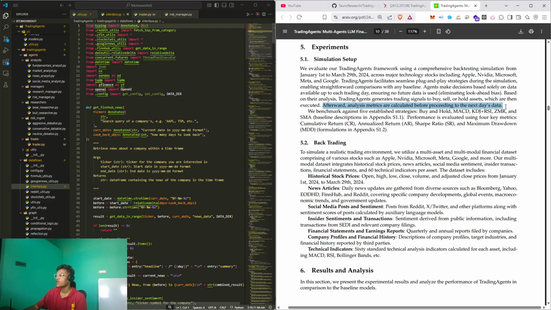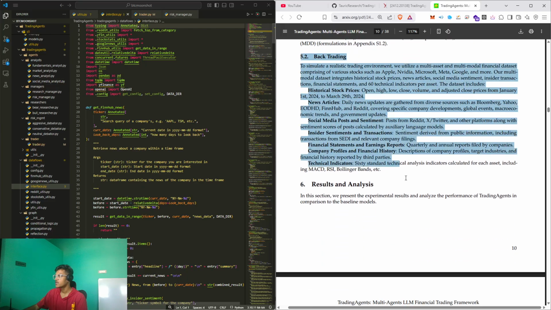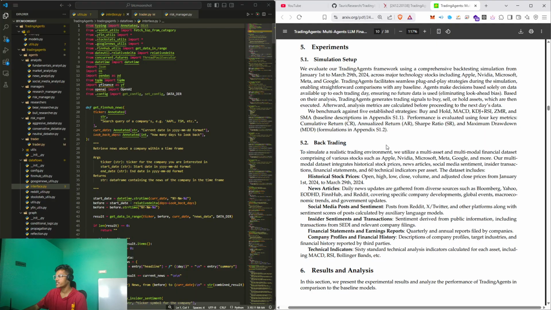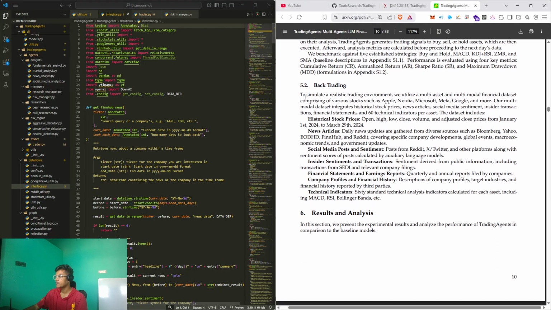That's good. So we benchmark against five established strategies: Buy and Hold, MACD, KDJ plus RSI, ZMR, and SMA. Baseline descriptions are in the appendix. Performance is evaluated using four key metrics, which are cumulative return, annualized return, Sharpe ratio, and maximum drawdown. Okay, so let's read the backtesting section, 5.2.